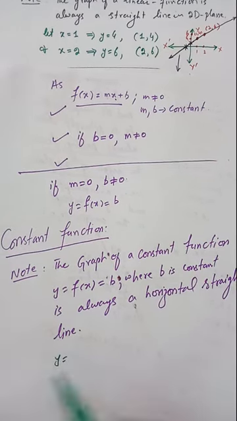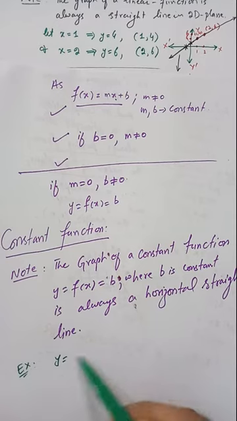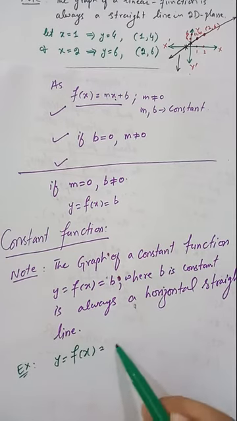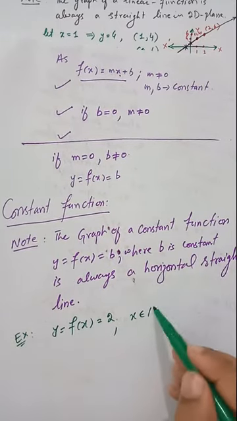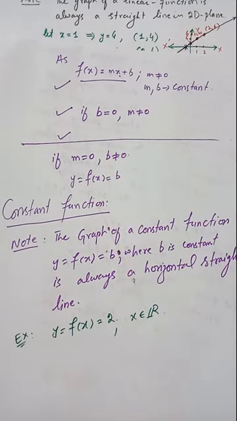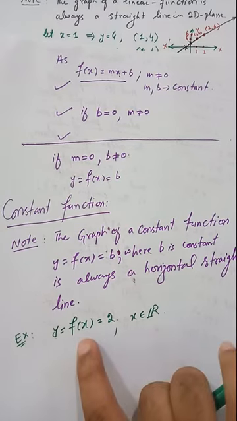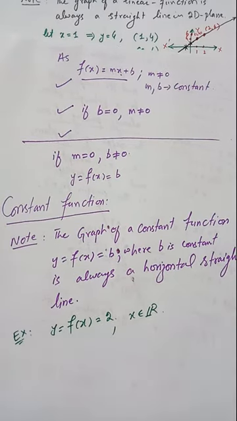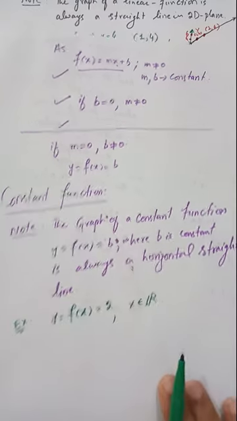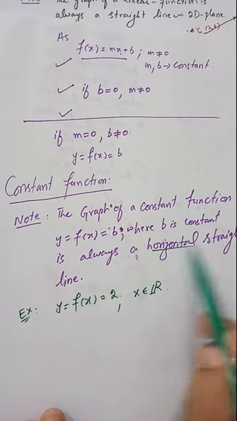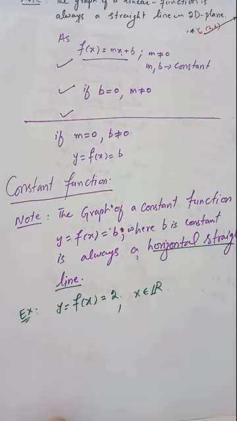y is equal to f of x is equal to, let's say, 2. So here the domain is the set of all real numbers, because by putting any value in the argument of the function you will always get 2. So 2 is defined for every input. So you may say the set of real numbers is the domain. If it is a horizontal straight line, the minimum requirement is 2 points.